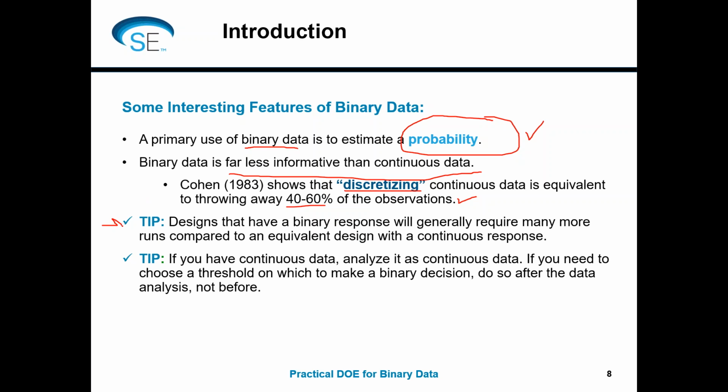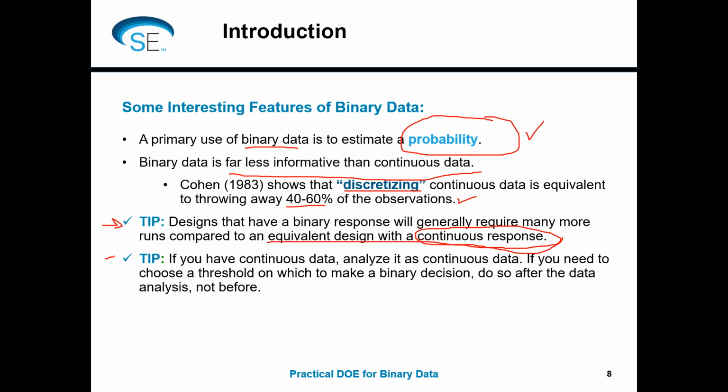So, one little preview tip here is that because binary data is not as informative as continuous data, you're generally going to require a much larger design with binary data than you would if you had a continuous response. That should be pretty obvious: if each piece of data gives you less information, you're going to need to collect more of it.